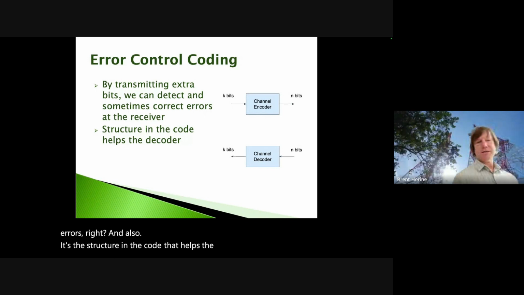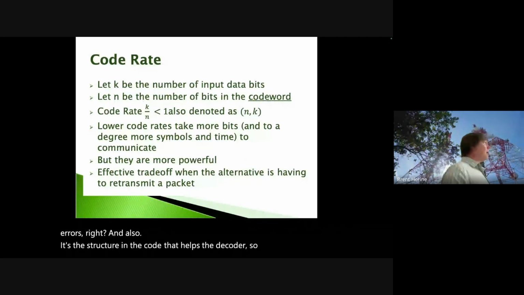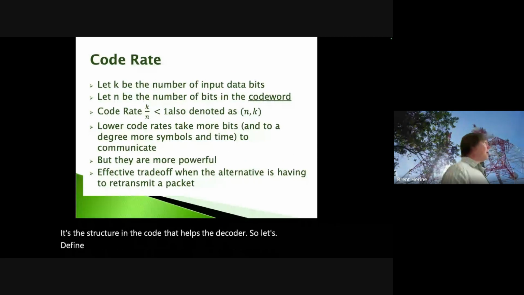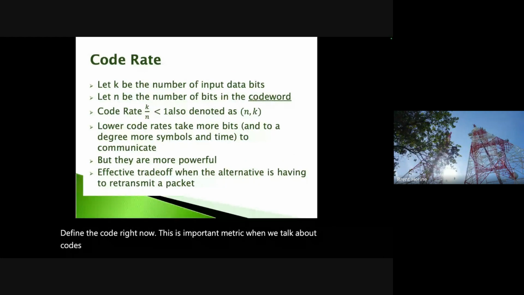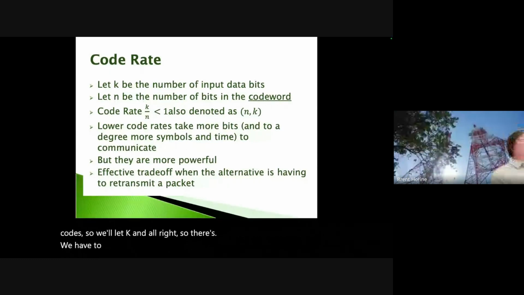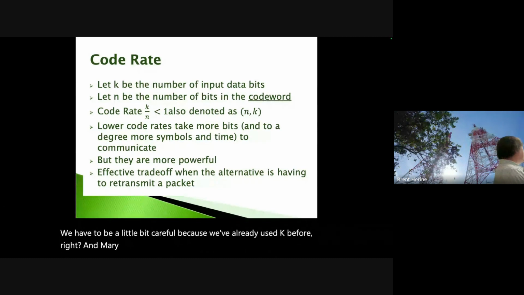So let's define the code rate. Now, this is an important metric when we talk about codes. So we'll let K and, all right, we have to be a little bit careful because we've already used K before, right? In M-ary modulation, and it's normally going to be related, but just be careful when you look at some of this notation, right?